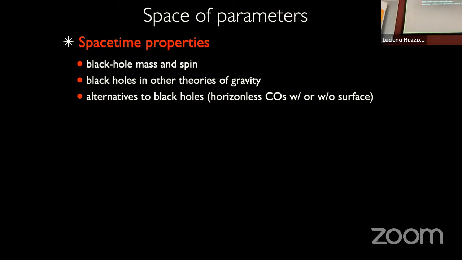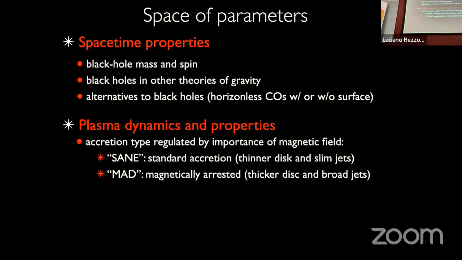You can have objects which have a light ring and a light sphere, so a shadow, but maybe they don't have a horizon, or maybe they don't even have a surface. I will explain some examples. Then we have some model for triggering the accretion, but these are models which are not unique. We don't know exactly what the strength of the magnetic field is.